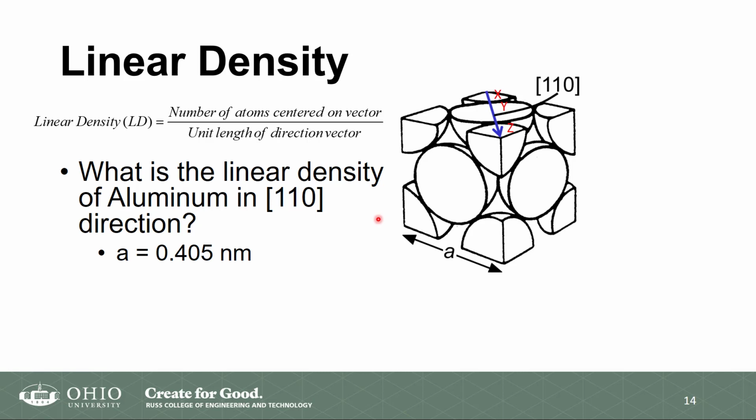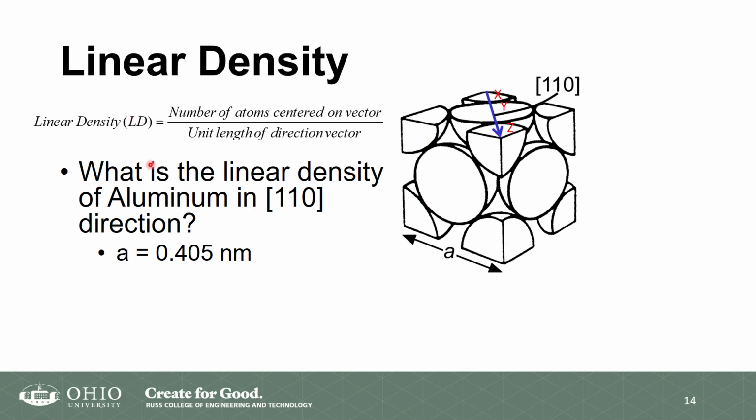So we're going to do an example, which is: what is the linear density of aluminum in the [1 1 0] direction, given that a equals 0.405 nanometers? Aluminum has a face-centered cubic unit cell, and this is the dimension of the edge, and we're given this 110 vector, and we have these atoms X, Y, and Z. We're going to find the linear density of this vector.